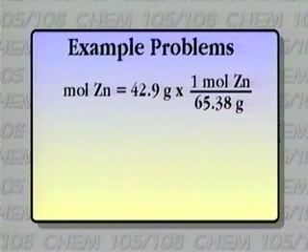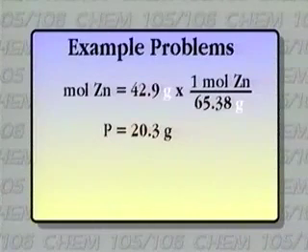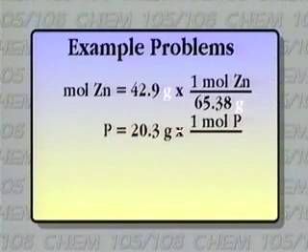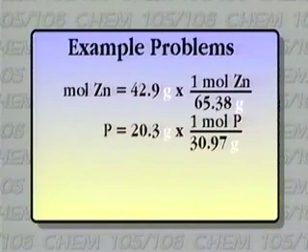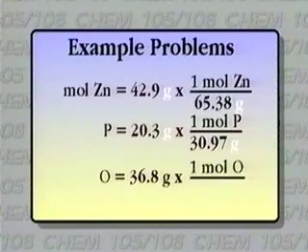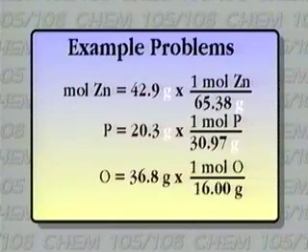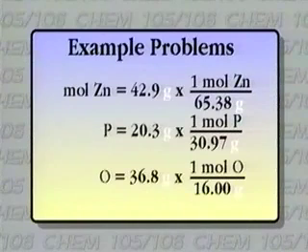We do the same thing now for phosphorus. So for phosphorus, we will have 20.3 grams multiplied by 1 mole of phosphorus. And looking at the periodic chart or the table at the end of the book, we find 30.97 grams for that. And oxygen, 36.8 multiplied by 1 mole of oxygen, again referring to its atomic mass, 16.00 grams. And so we now have everything in terms of a mole ratio.